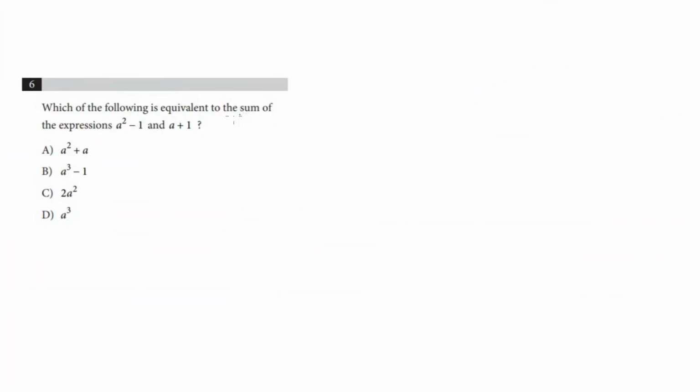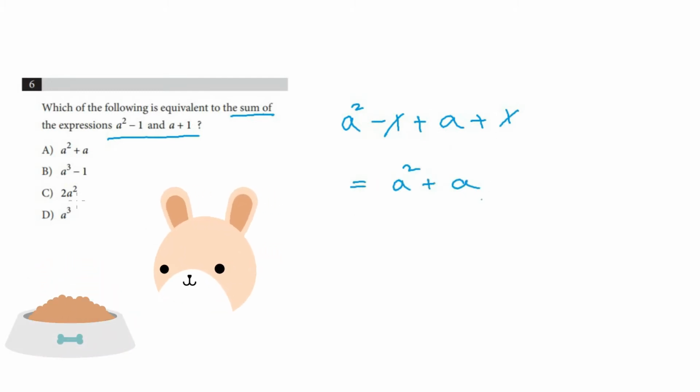For this problem, we have to find the sum of these given two expressions. So, if we write it like this, a square minus 1 plus a plus 1. So, minus 1 and 1 cancel and we have a square plus a. So, that matches with option A.